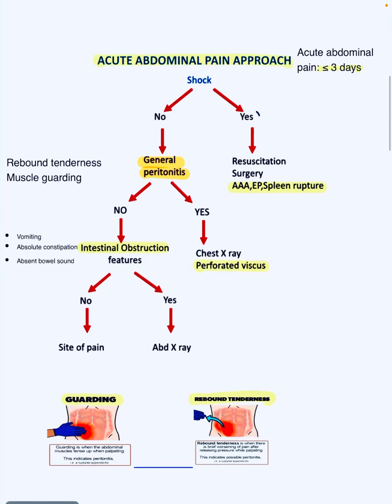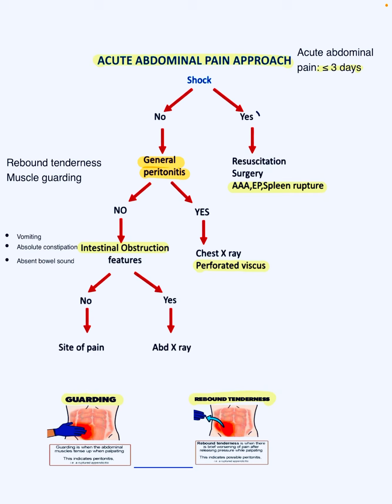Depending on the onset of pain, the second most important point is whether the pain is acute pain or chronic pain. Acute pain is defined as pain persisting less than 3 days. In acute pain, at first, we should assess whether the patient is in shock or not.